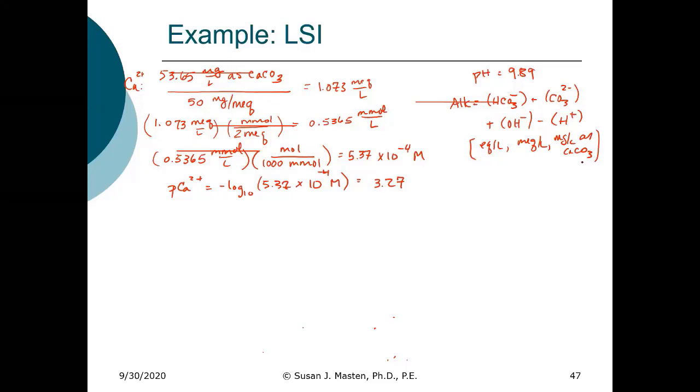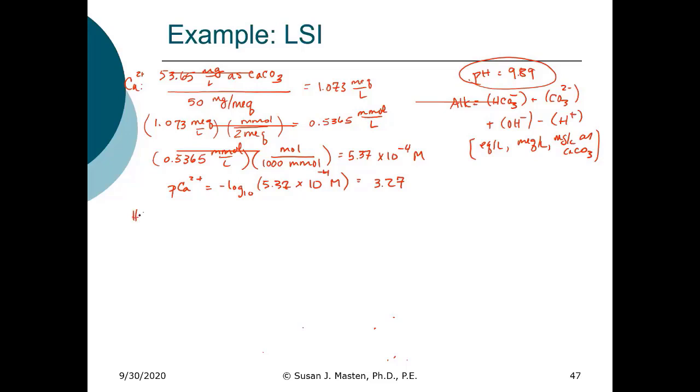We can't make that assumption here because the pH is almost 10. So we're almost to 10.3, which is the pKa. That's the point where bicarbonate is equal to carbonate. So we need to include both bicarbonate and carbonate in the alkalinity expression.